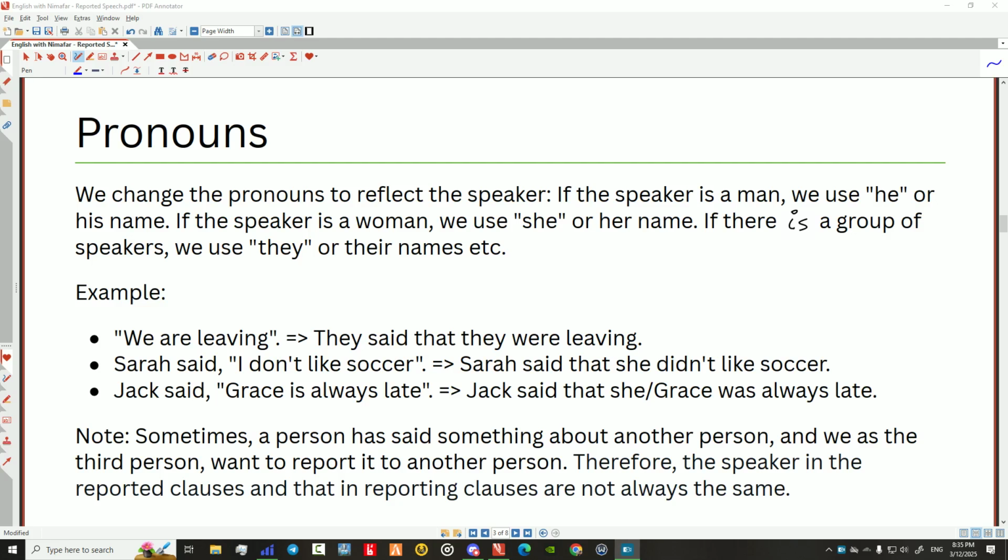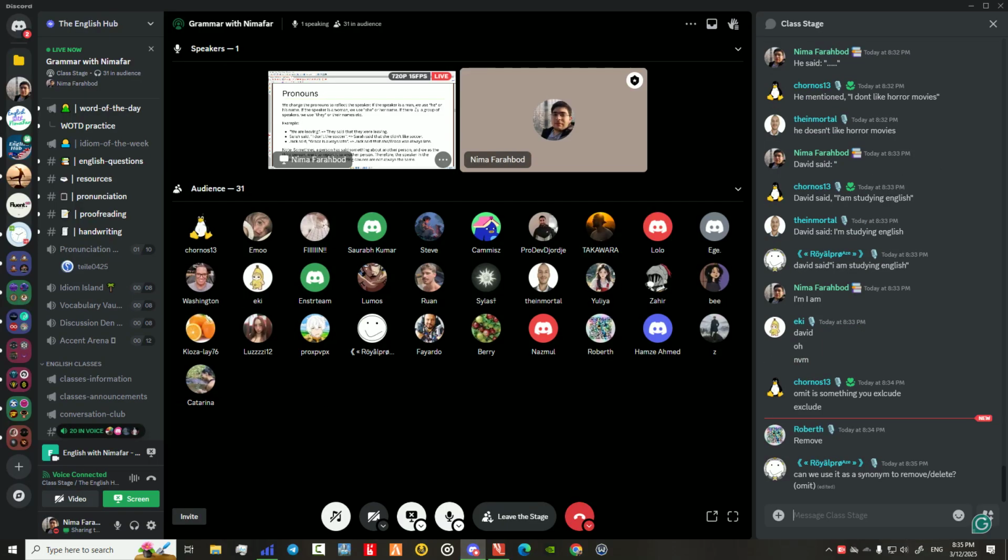Record that. So we change the pronouns to reflect the speaker. If the speaker is a man, we use he, common sense, or his name, you can use Jack too, that's fine. If the speaker is a woman, we use she or her name. If there is a group of speakers, we use they or their names. So we are leaving, they said that they were leaving. We change it. Remove, can we use it as a synonym for remove? Yes, of course, exactly.